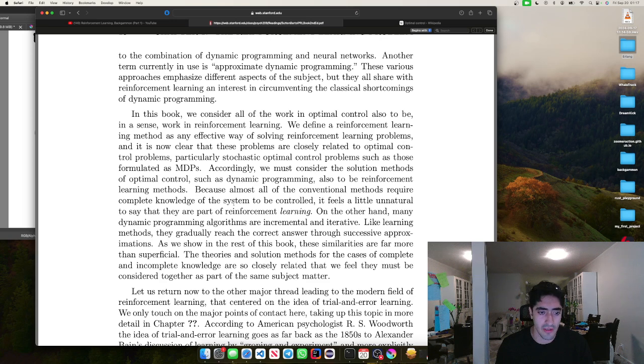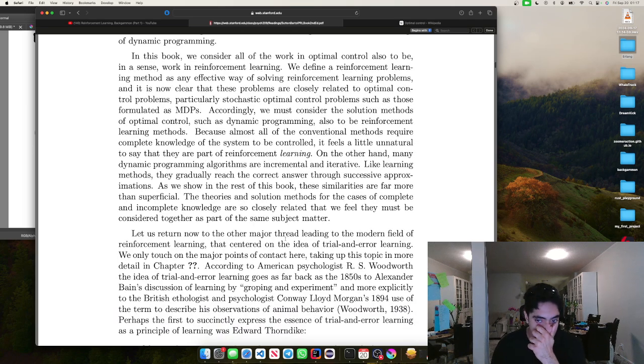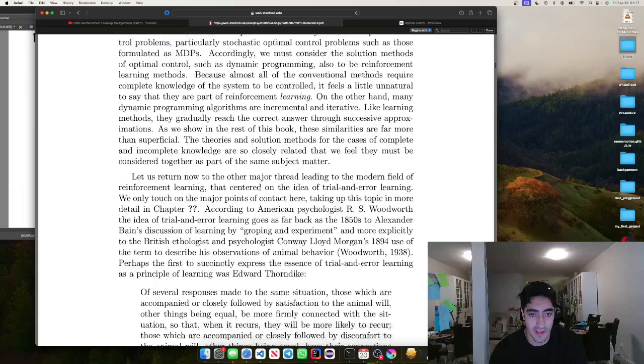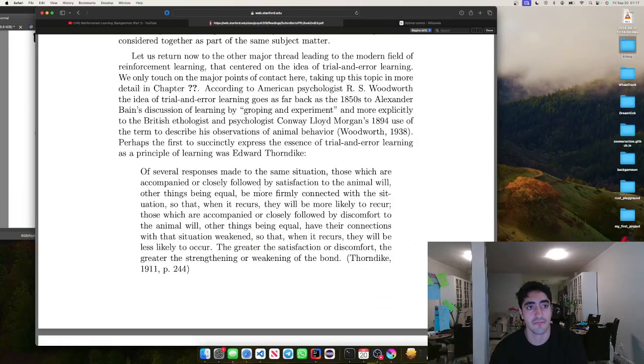On the other hand, many dynamic programming algorithms are incremental and iterative. Like learning methods, they gradually reach the correct answer through successive approximations. As we show in the rest of this book, these similarities are far more than superficial. The theories and solution methods for these cases of complete and incomplete knowledge are so closely related that we feel they must be considered together as part of the same subject matter.